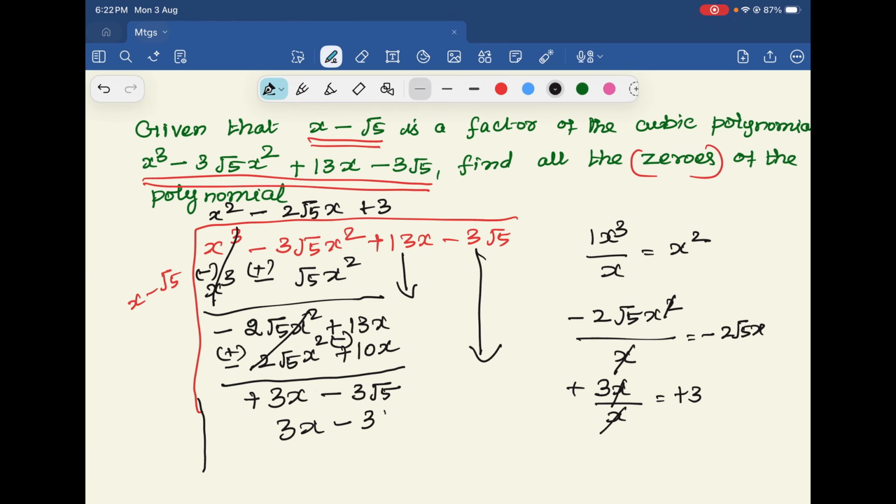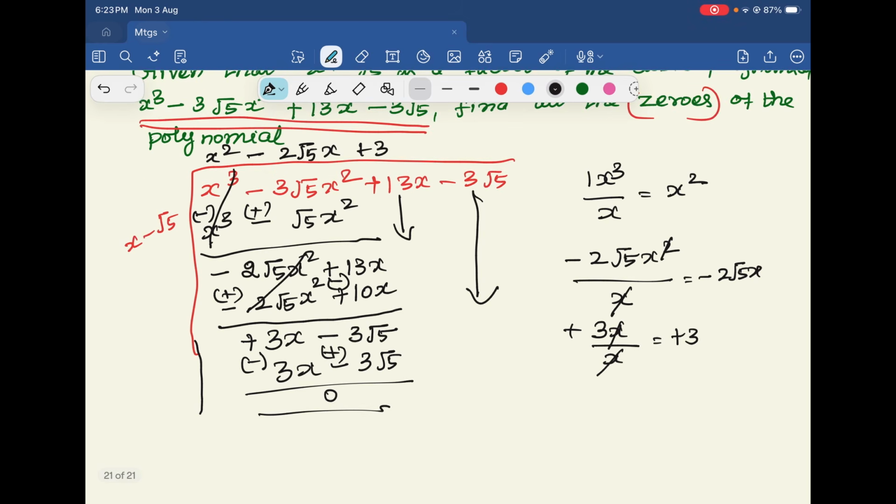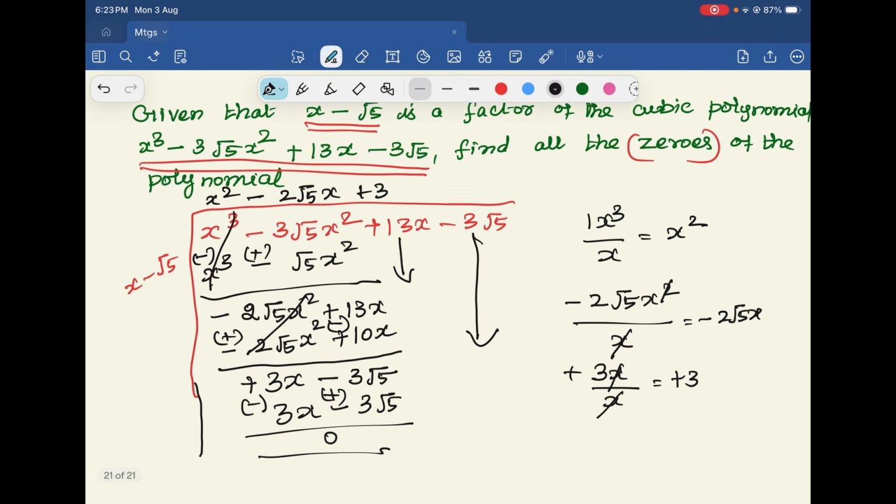Here it is given that x minus root 5 is a factor. Therefore the remainder must be 0. The remainder must be 0. Next, change the sign. If you didn't get the remainder as 0, you did some mistakes in this calculation. If you get 0 only, it is correct. So we can check this one. This problem is very easy to check the answer. So it is 0. Next, it is asked to find all the zeros of the polynomial.